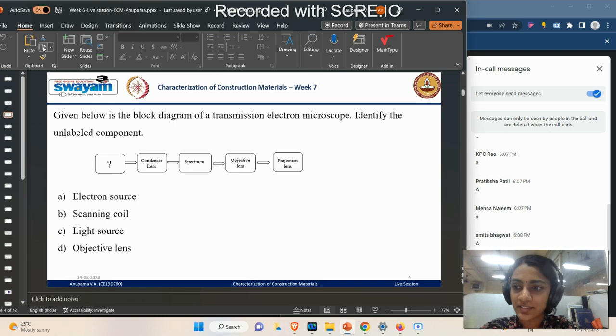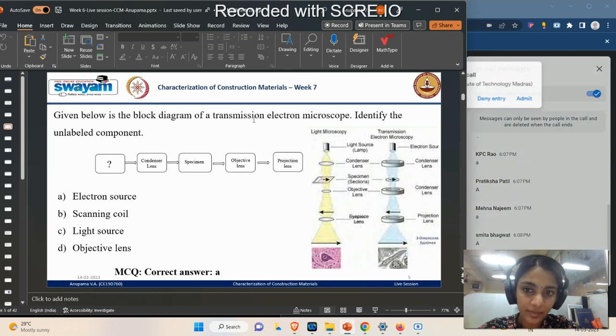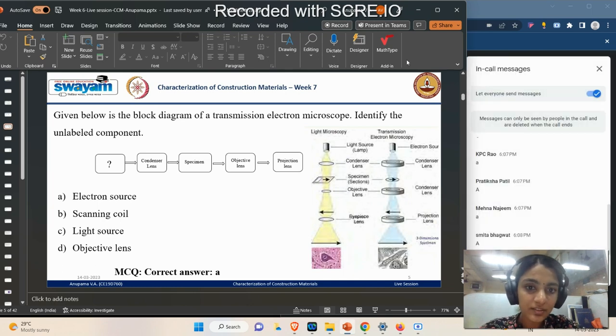Okay, so let's move to the correct answer. Correct answer is option A. So in the case of light microscopy, light source is the correct answer, option C. But here the question is about a transmission electron microscope. So in the case of a transmission electron microscope, first of all, there has to be an electron source. That is a primary necessity. Then comes the condenser lens. Then in between there's specimen. Then comes the projection lens. Okay. Let's move to the next question.